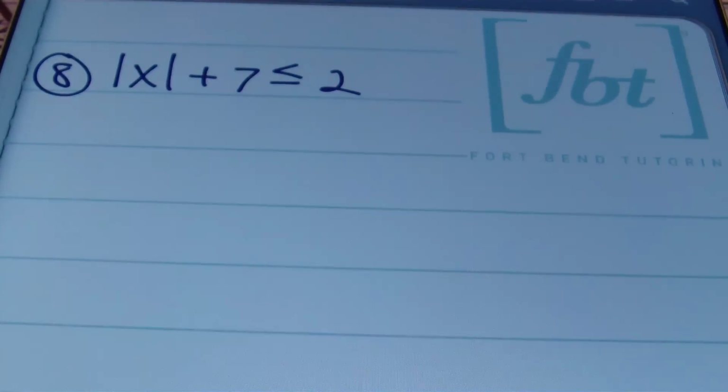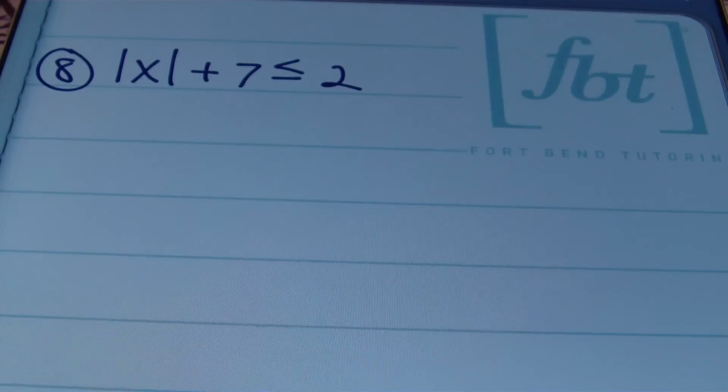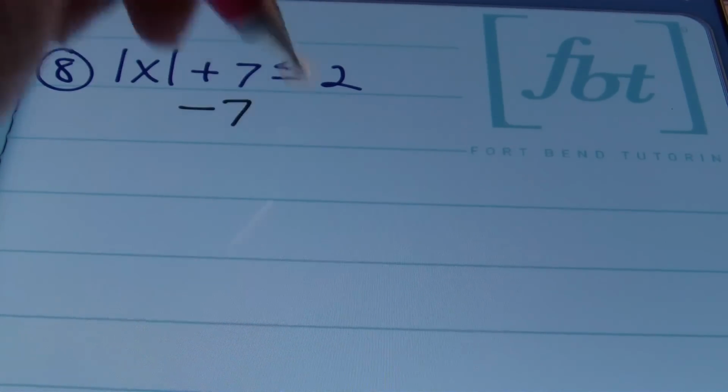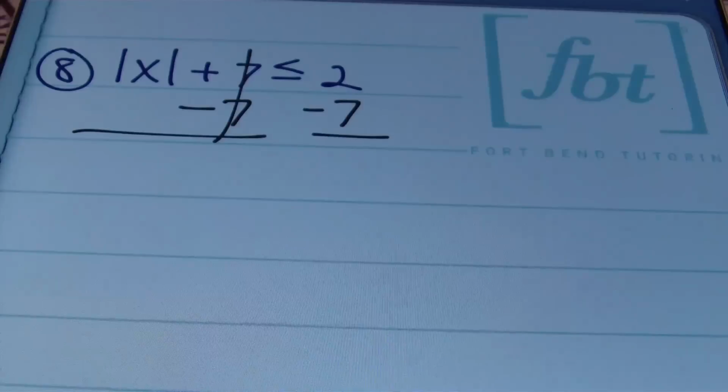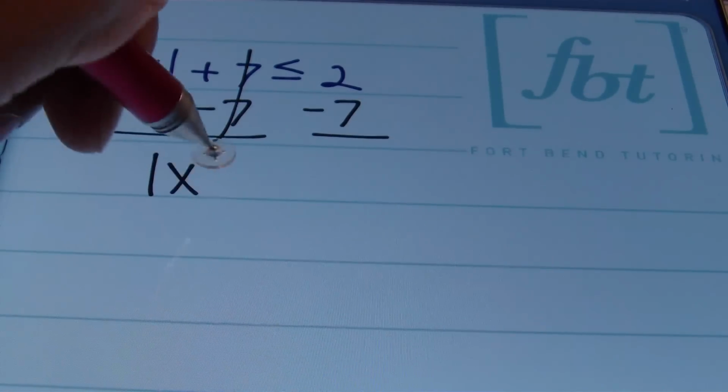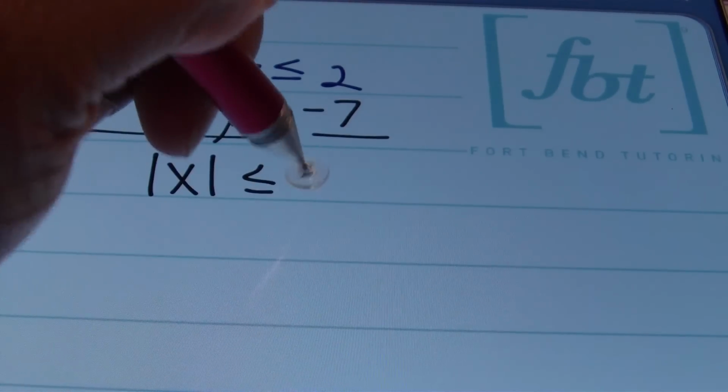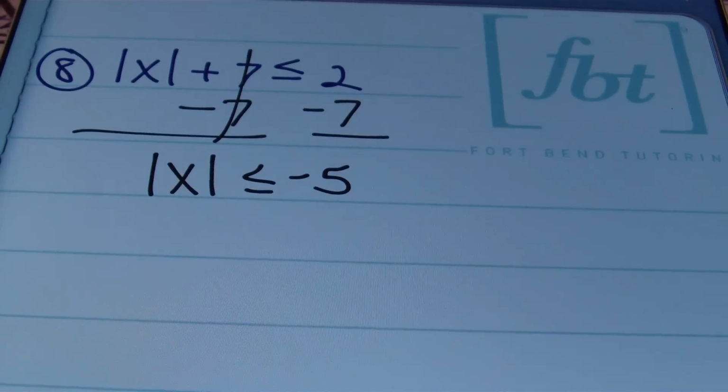For problem number 8, we have the absolute value of x plus 7 is less than or equal to 2. Your first step is to isolate your absolute value sign. So that means I'll be subtracting 7 from both sides of the inequality, and then I'll bring down my absolute value of x is less than or equal to negative 5. All right, so we have our absolute value isolated.